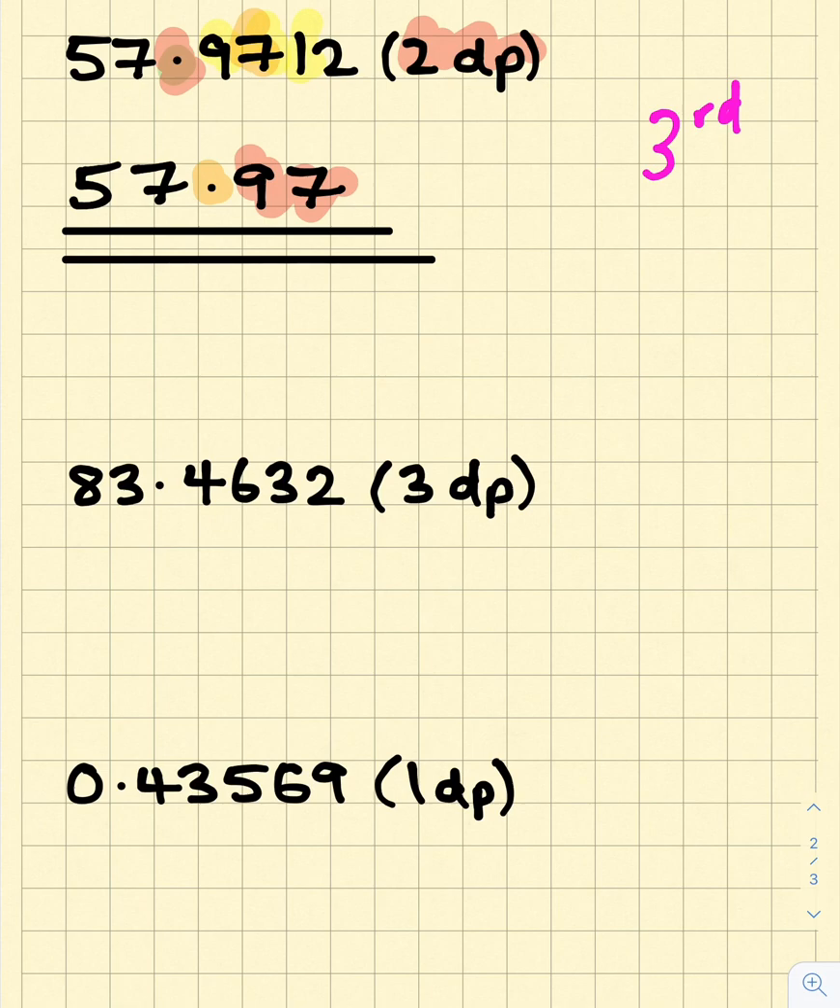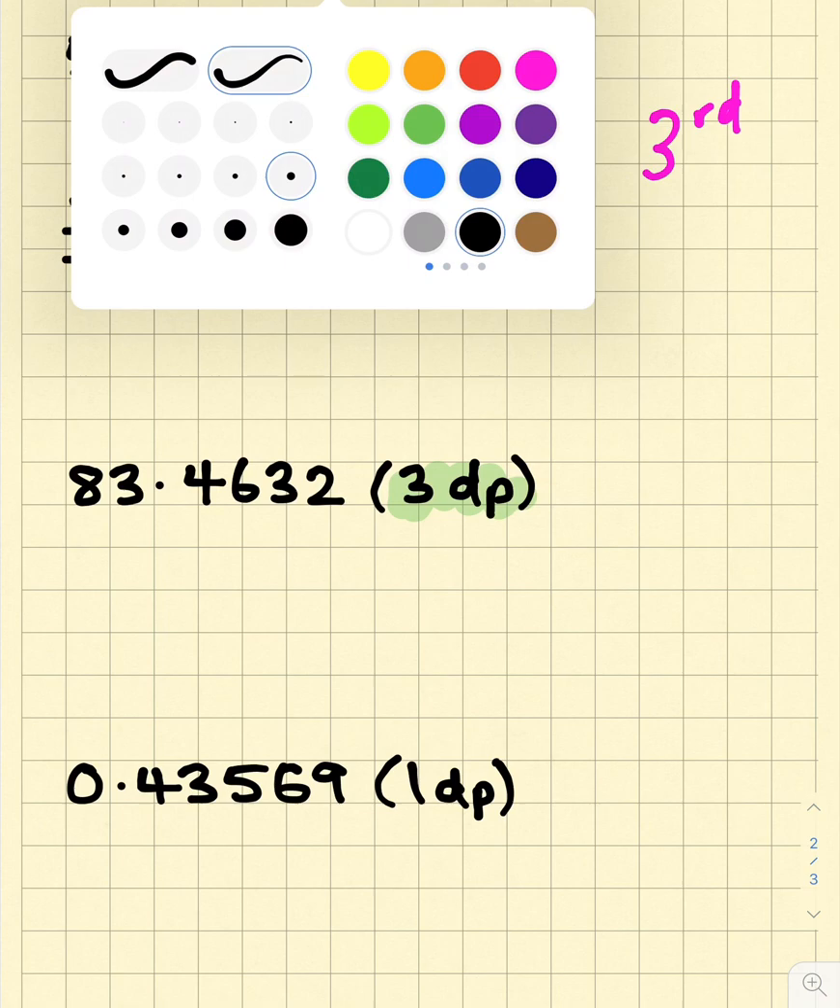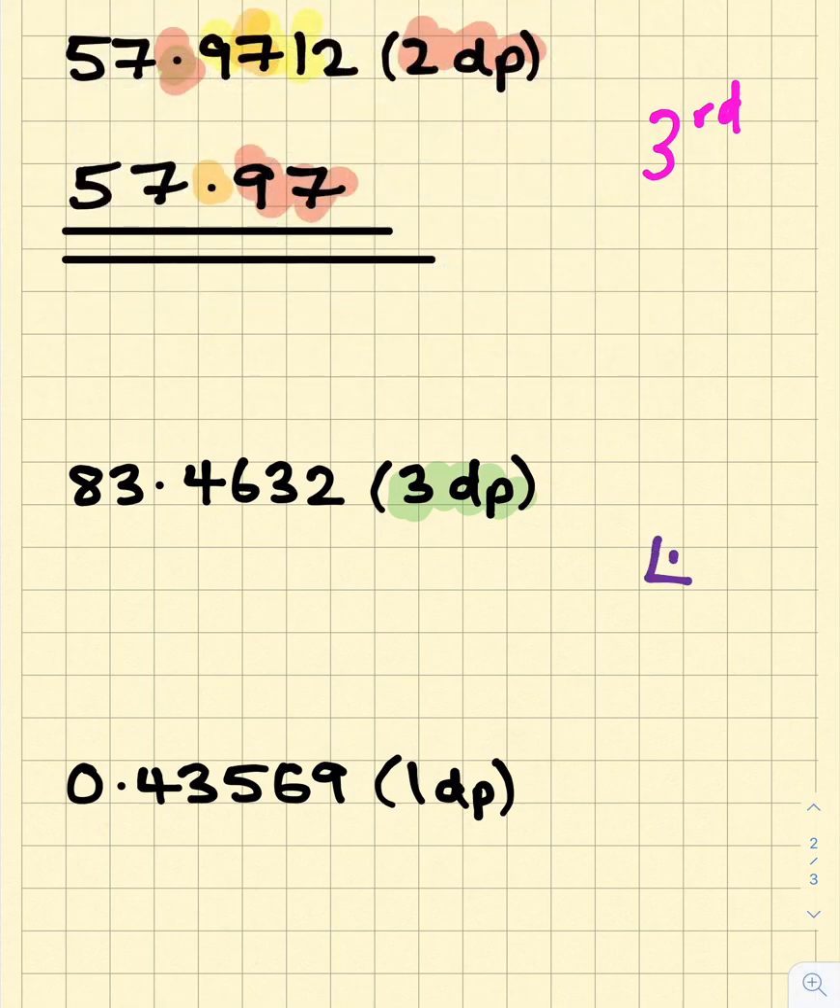Round 83.4632 to 3 decimal places. How many decimal places are we rounding to? Well, we're rounding to 3. Therefore, we are going to investigate our 4th decimal place. So let's go ahead and label our decimal places. So we have 1, we have 2, we have 3, and we have 4. So it is this 2 here that we are going to be checking. So is 2 5 or larger? No, it isn't. Therefore, the 3 here will be rounding down.